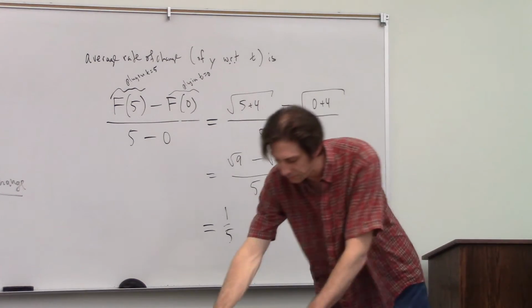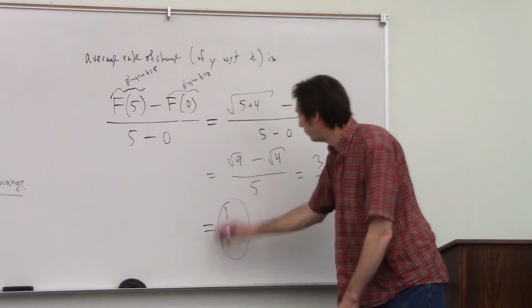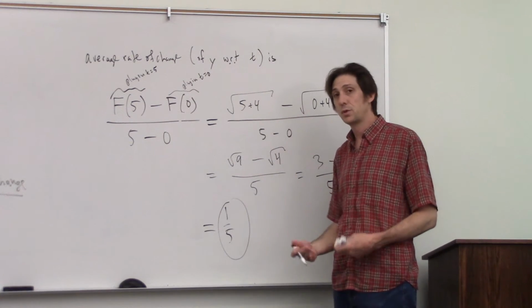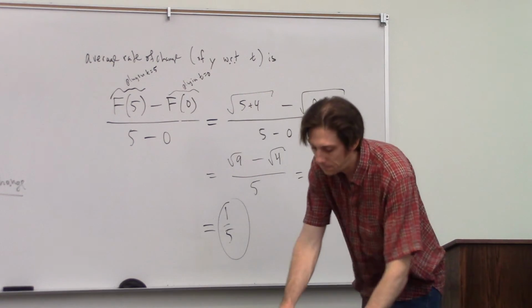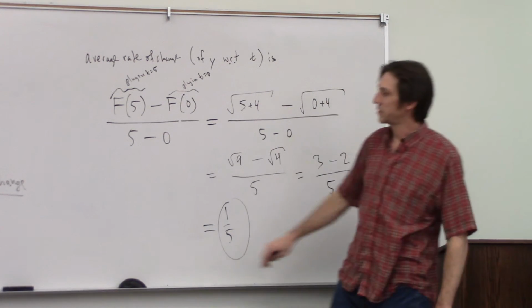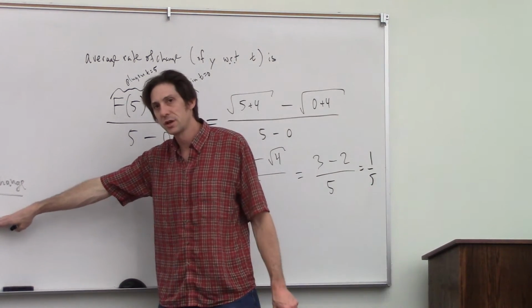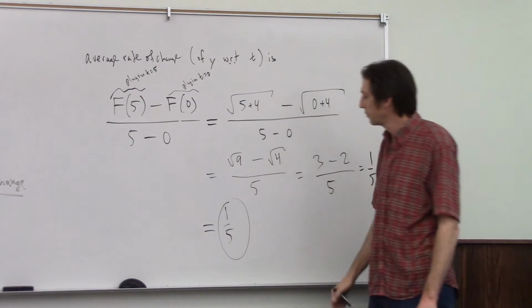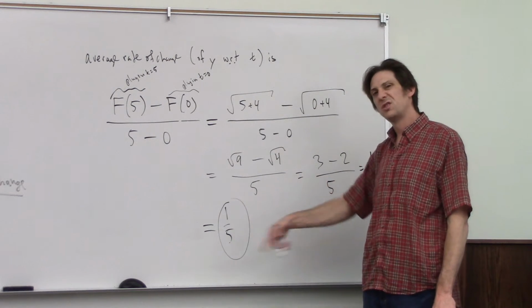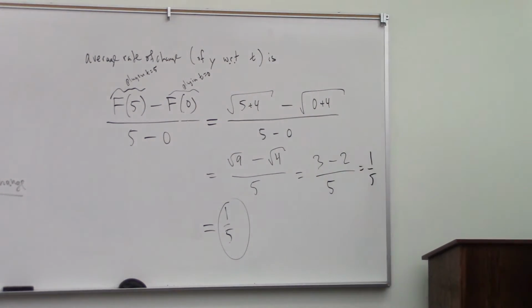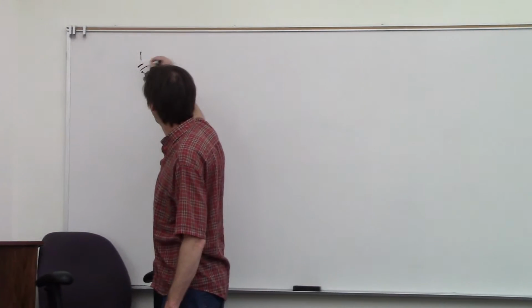This 1 over 5 is a number. Typically, for an average rate of change, we get a number. And like I said a minute ago, it's telling us how quickly the function is changing with respect to t over the interval 0 to 5. I can also think about this number geometrically in a different way, and I'll do that here on the front board.